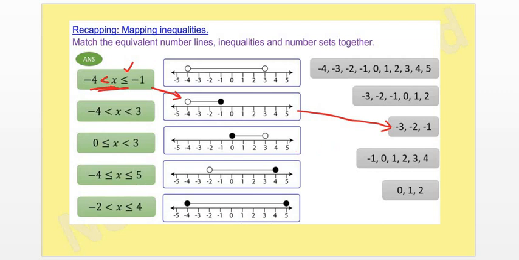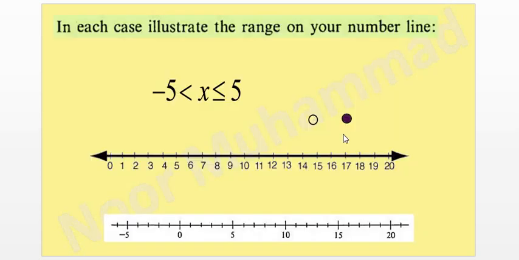Now let's take some questions from the book and solve them. Here you can see, in each case illustrate the range on your number line. This is the range. So very simple. -5 will get a blank circle, 5 will get a shaded circle or a closed circle, and then finally you will draw the lines. So let's quickly draw it.